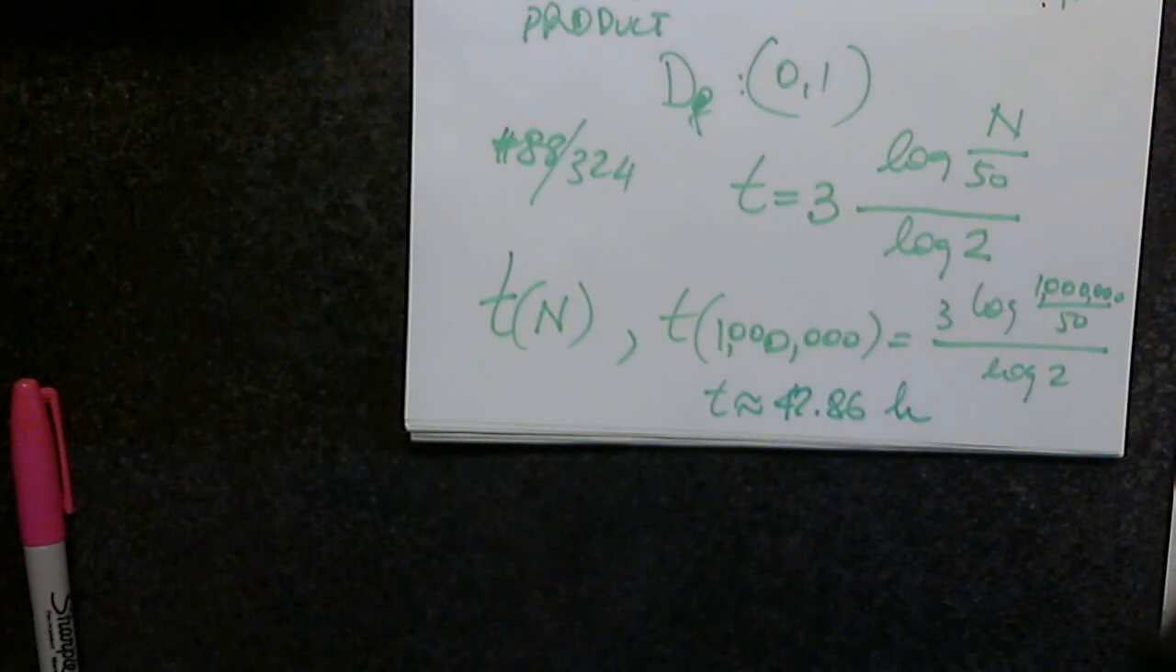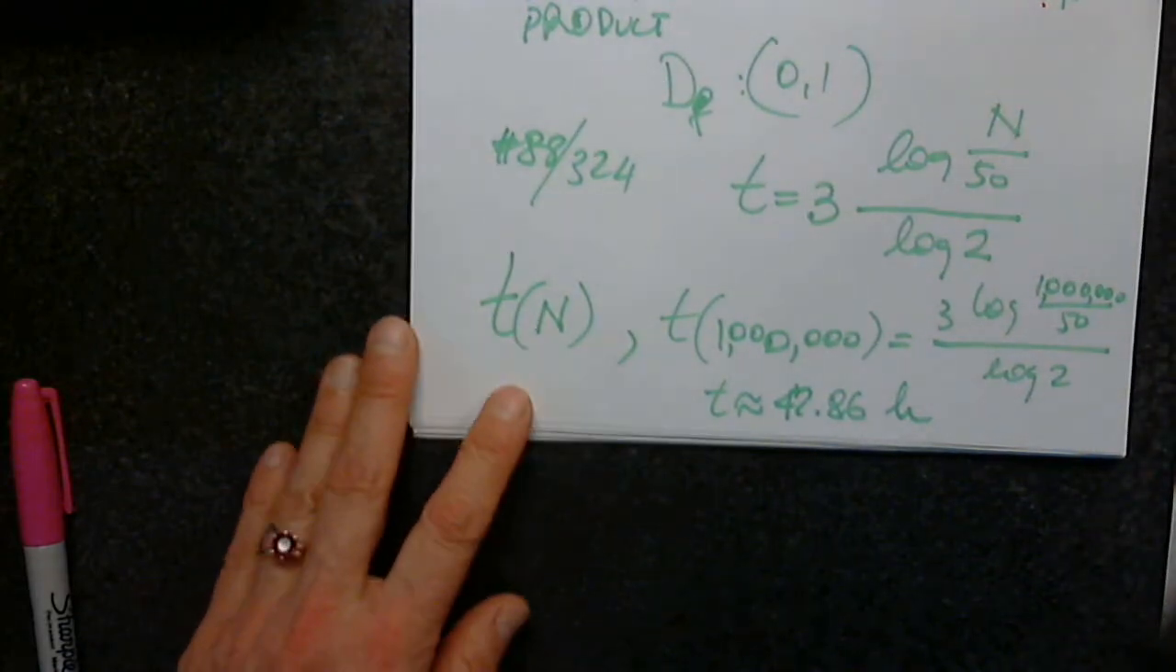So this bacteria divides every 3 hours. Half. And so on and so forth. And half again, and half again, and half again. And in 42.86 hours, it will get to be 1,000,000.